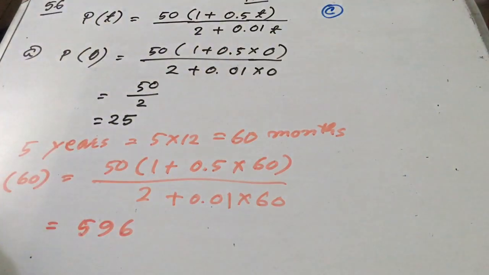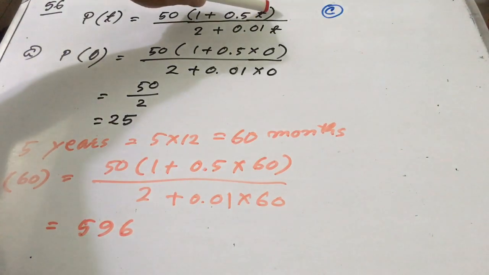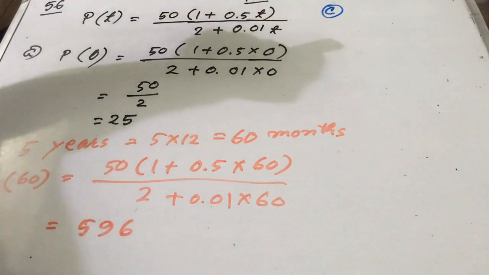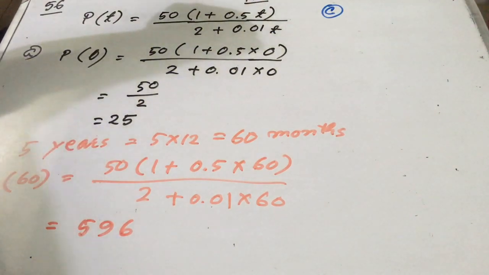So t is the variable. You see, what is the power of t here? Power of t is 1. So when the power is the same, the asymptote will come from the coefficient.